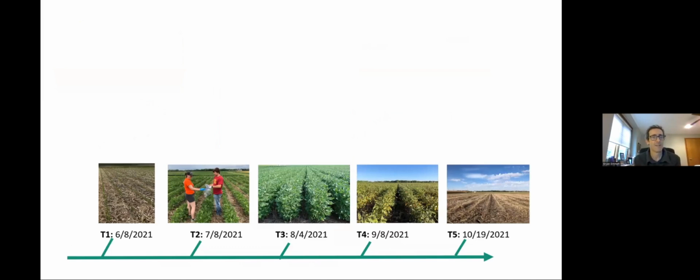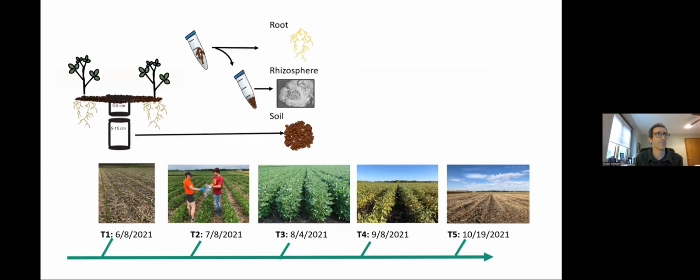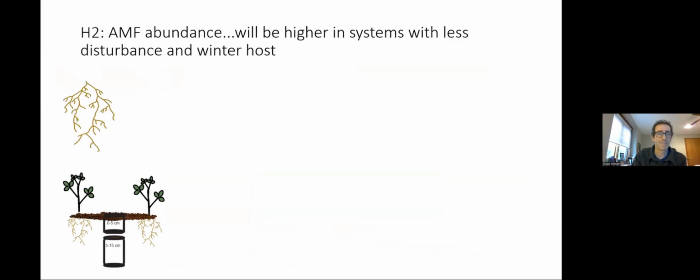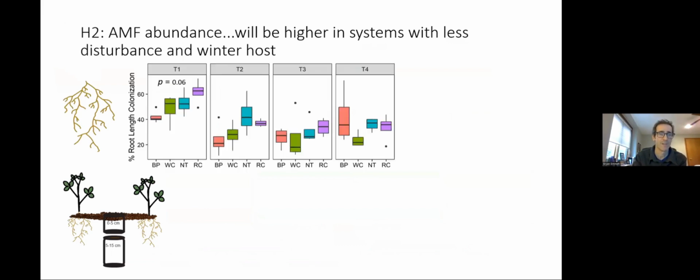So we went out to this field 5 times over the growing season in 2021, collecting soil from plant roots, collecting the plant roots themselves, collecting soil from the rhizosphere, and soil from the inner row as well, so that we can see how these dynamics are unfolding in different compartments in relationship to the plants. And that second hypothesis, that AMF abundance will be higher in less disturbed systems with a winter host, if we look at the activity on the root system, this is partly borne out.